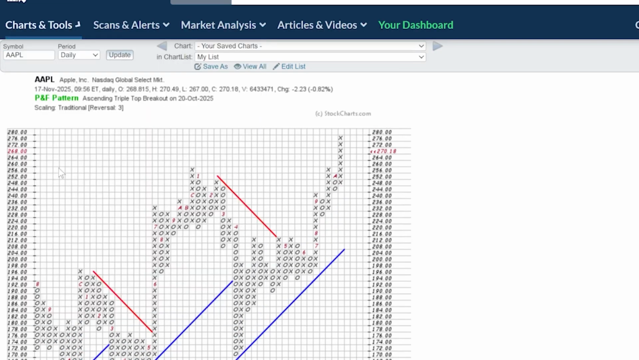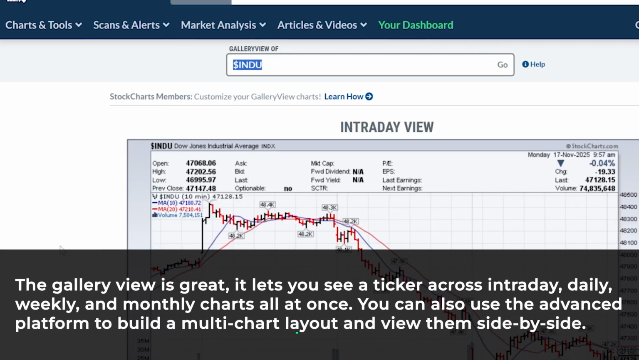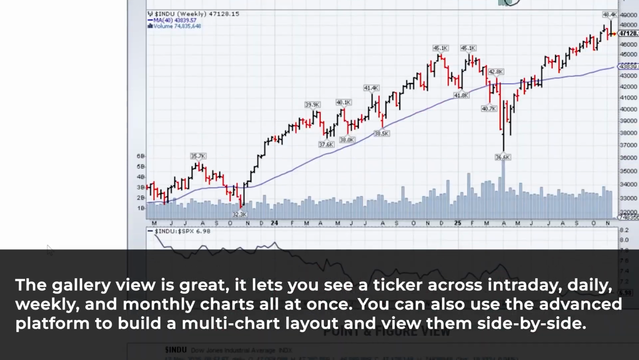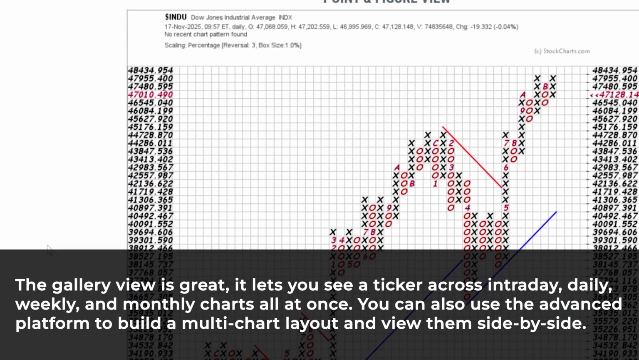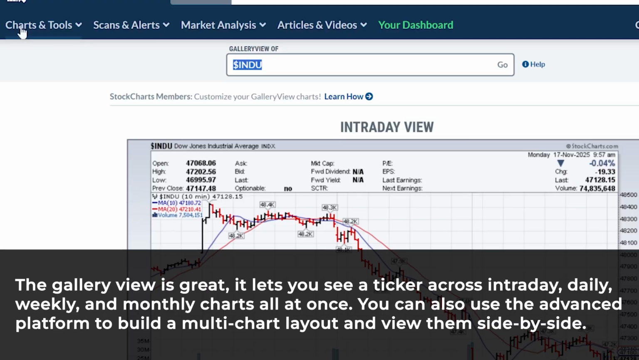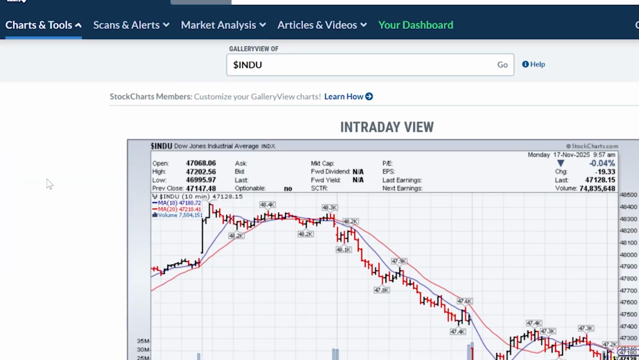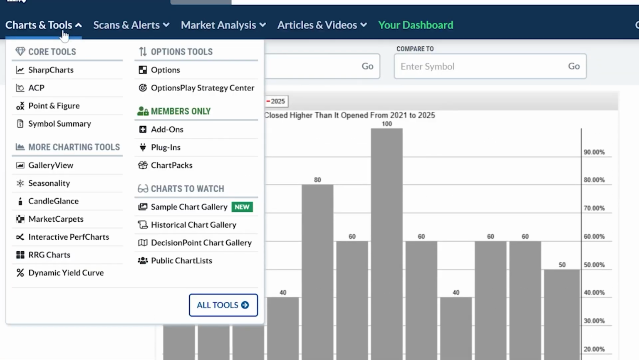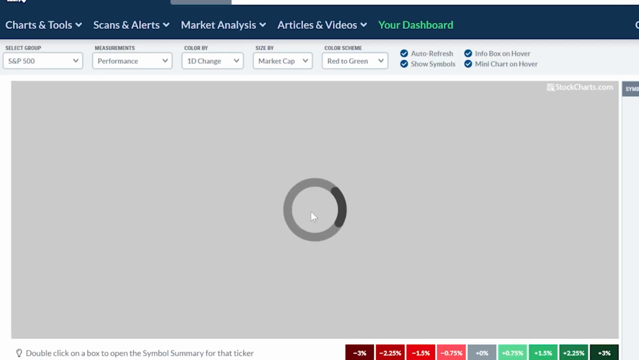The other thing that's nice is this gallery view. This allows you to look at a single ticker over multiple time frames, so intraday, daily, weekly, and monthly, weekly and point and figure. Again, really nice. Or in that advanced charting platform, you can set up a multi-chart layout and look at those side by side. There's seasonality charts, so helpful for looking at which month or time of year particular symbols tend to perform the best. There's market carpets, which are essentially heat maps.